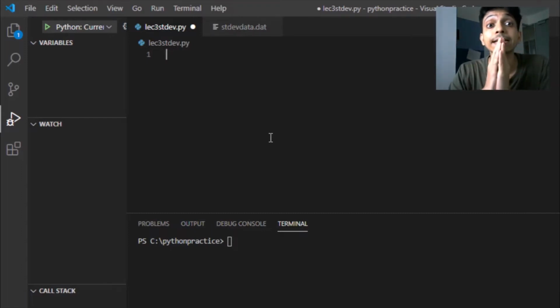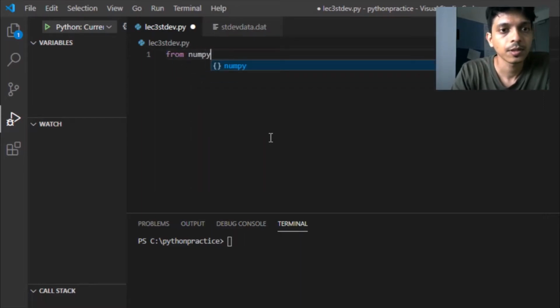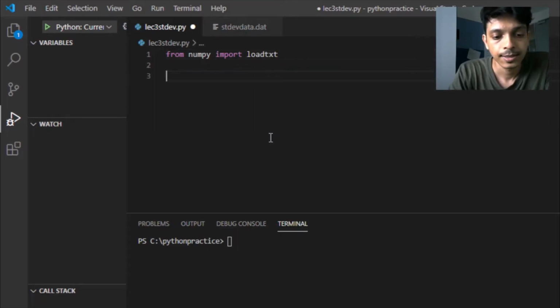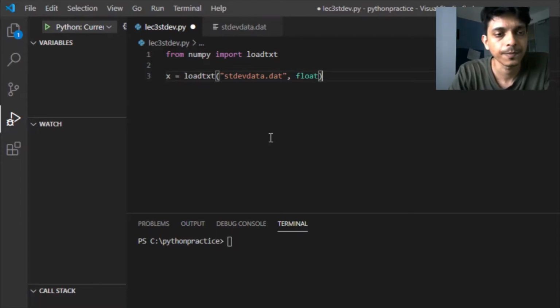I need to read data from a file. So I'm going to first of all import something called load text because that will allow me to read it. Then I'm going to put all of my numbers from that file into something called x. So x is going to be load text. What is that file called? stdevdata.dat, and I'm going to indicate that all of these numbers are real numbers, float.